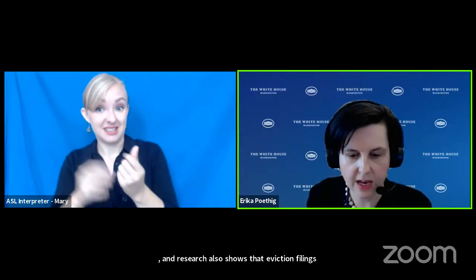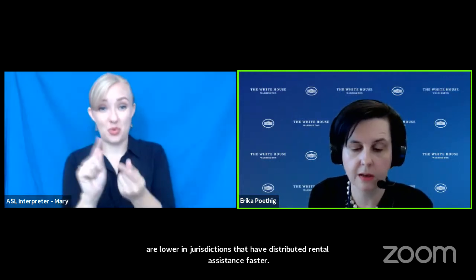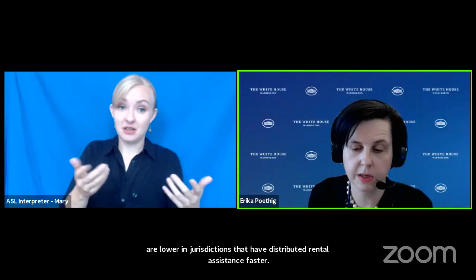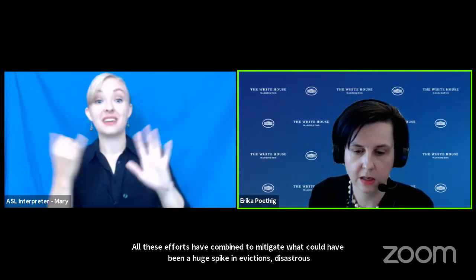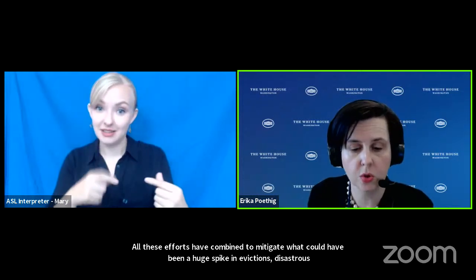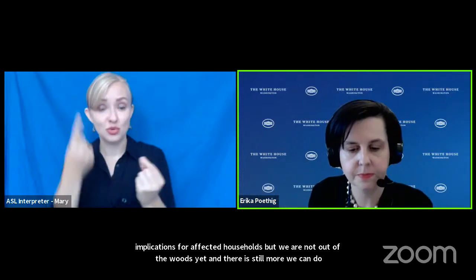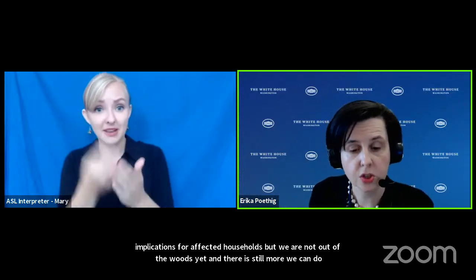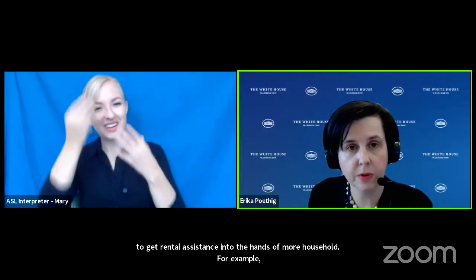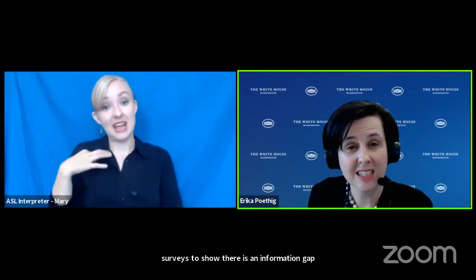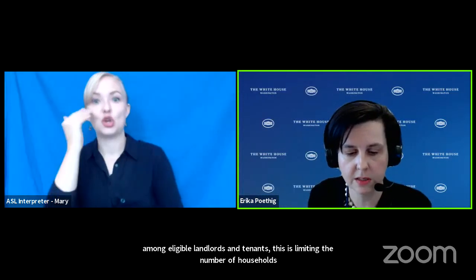All of these efforts have combined to mitigate what could have been a huge spike in evictions with disastrous implications for affected households. But we're not out of the woods yet. And there's still more we can do to get rental assistance into the hands of more households. For example, surveys do show that there is an information gap among eligible landlords and tenants. This is limiting the number of households that know about and receive emergency rental assistance.